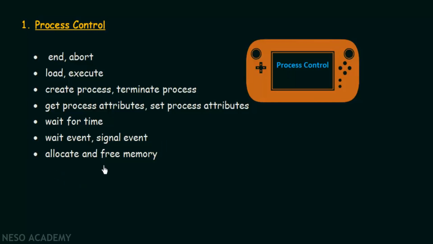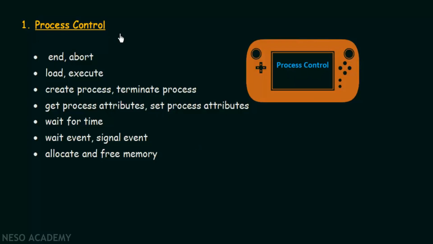Then we have allocate and free memory. That means that when a process is going to be executed, it may need memory. It may need access to the memory. So we may have to allocate the memory for that process. And when the process finishes execution, that memory which was allocated to that process has to be freed. So that is what we mean by free memory. So these are all examples of system calls that are used for controlling the processes. They all fall under the category of process control system calls. So that is the first one.